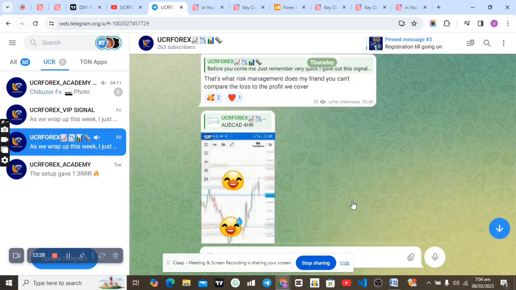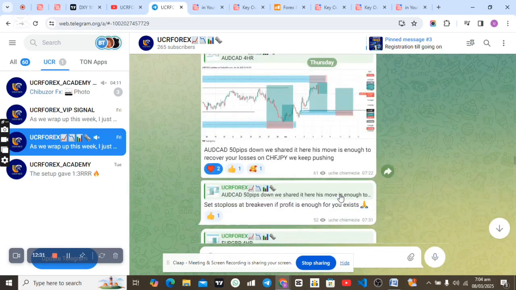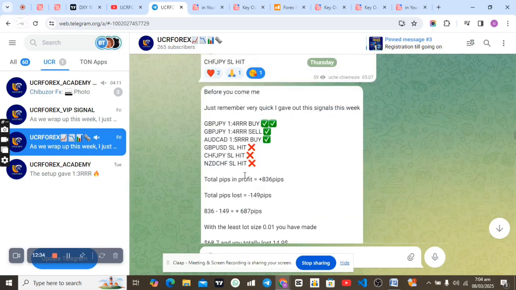But that setup did not trigger immediately. We had to lose that particular setup. We lost CHF JPY, and I think we only lost GBP USD. The GBP USD we lost was not even up to 1:1. Then we even lost NZD. I think we lost 3 in a row.